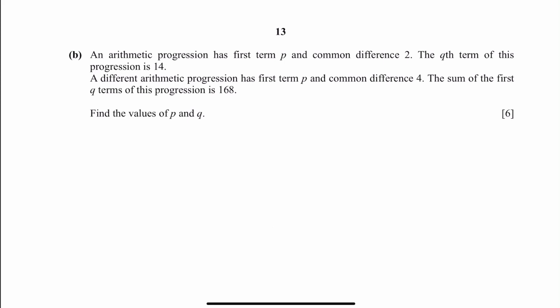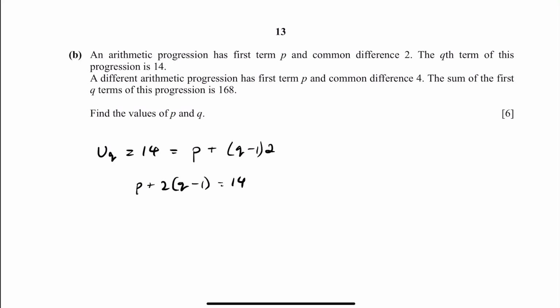So let's first rewrite this first part. This first part says first term p, common difference 2. It's a qth term, so u of q is equal to 14. If we want to write this in general form, we know that for a series, you have the first term, so p plus n minus 1. In this case, it's going to be q minus 1, since this is a qth term, q minus 1 times the difference, which is 2. So we can say that p plus 2 times q minus 1 is equal to 14 is our first equation.